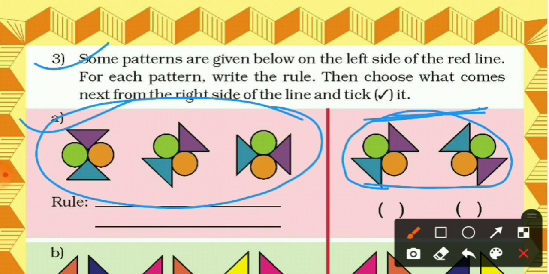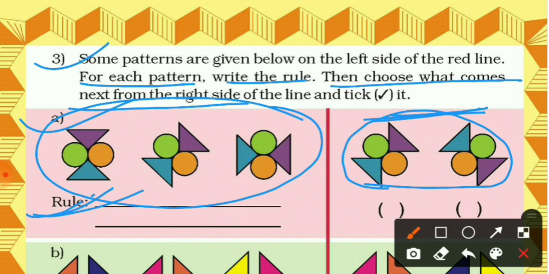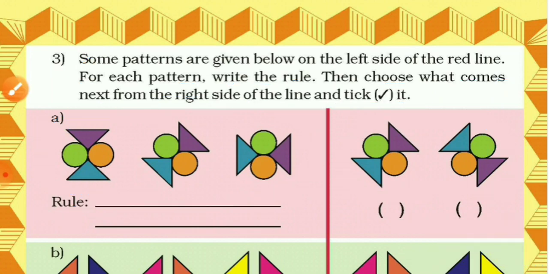So now what we have to do? For each pattern write the rule. So we have to write the rule for this pattern. Here we have some space. Here we have to write the rule on which pattern these pictures are based. Then choose what comes next from the right side of the line and tick it. In the next, what will come, we have to choose from this answer box. So now come to the question directly.